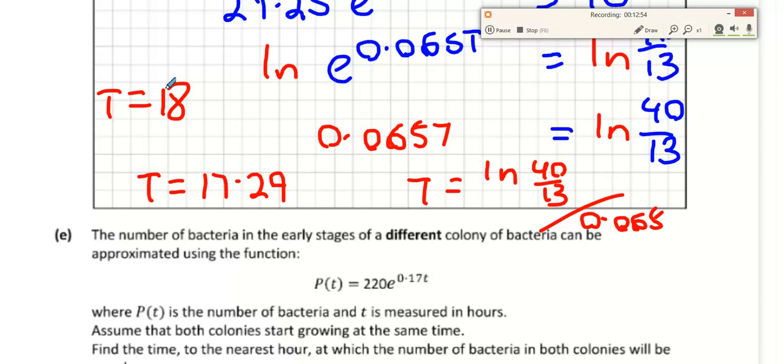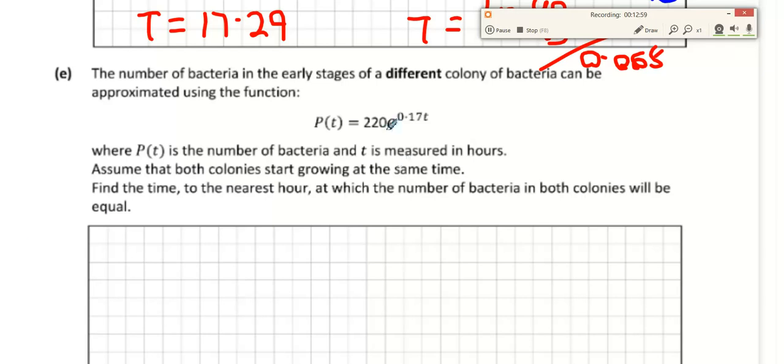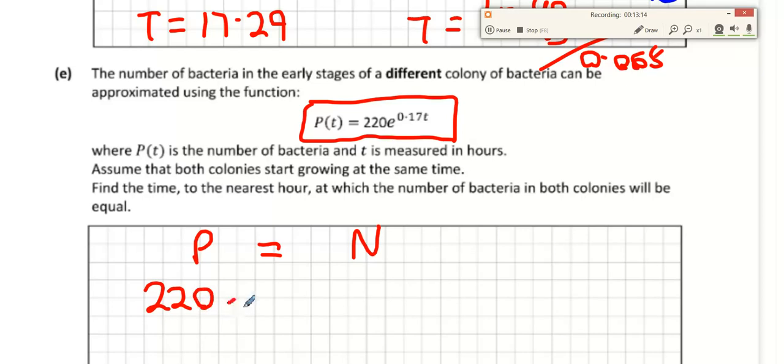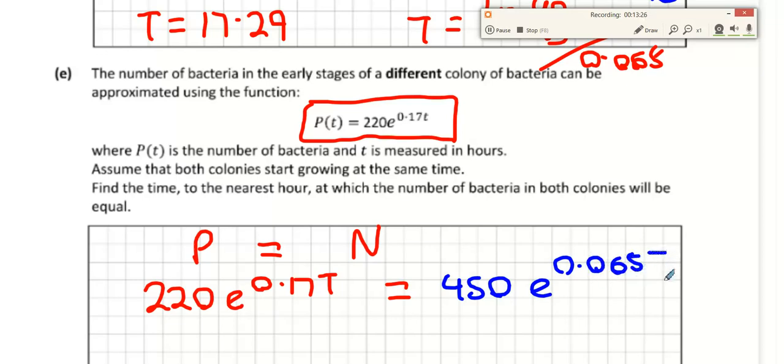And we already knew that, didn't we? Between 17 and 18. Right, lastly, a different colony of bacteria has this much growth. Now, if I remember this question correctly, we want to find out when the population of both colonies are the same. So we have P equals N, isn't it? We have 220 e to the power of 0.17t is the same as, what was our old formula? 450 e to the 0.065t.